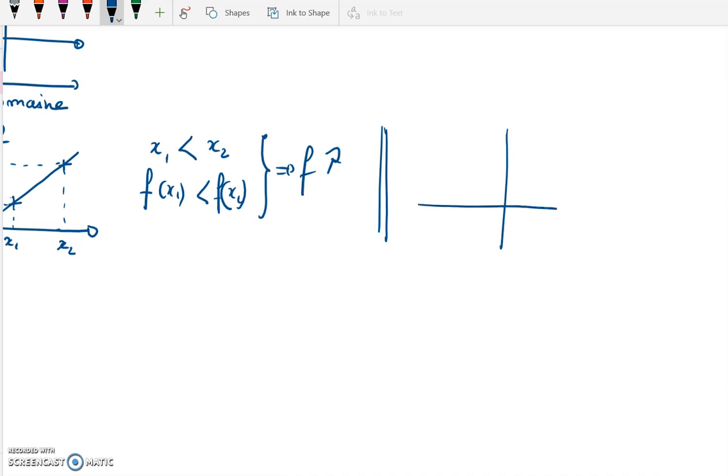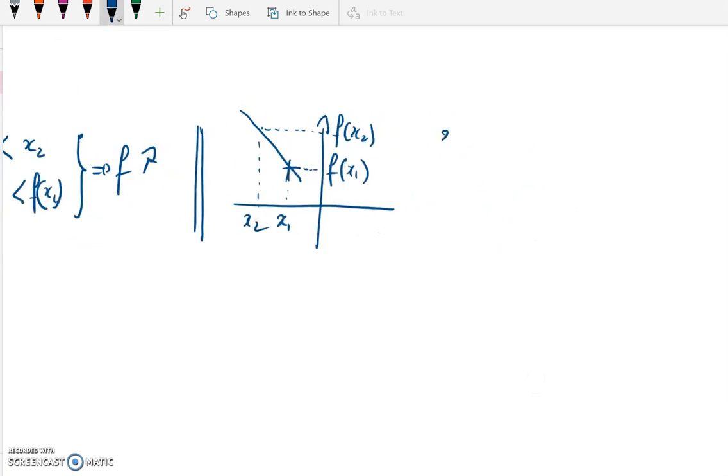In the case of decreasing, we got exactly the same idea. We got 2 points. Each of these points will be defined by x1 and f of x1, and for the other one, x2 and f of x2. In that case, we take x1 greater than x2, but f of x1 still less than f of x2. That implies it is decreasing.